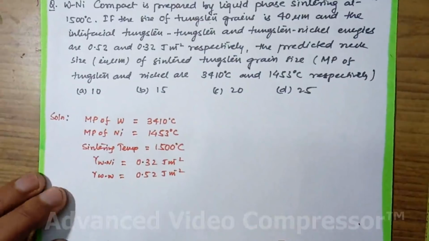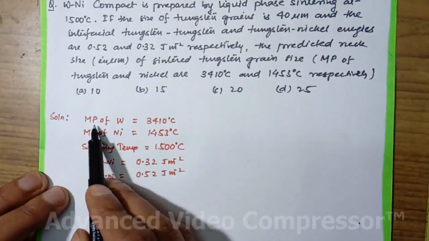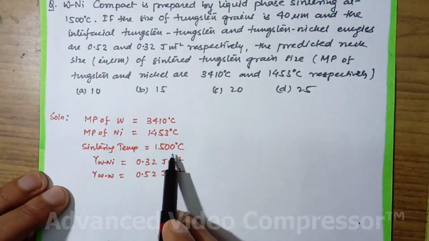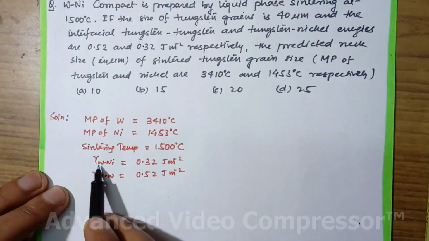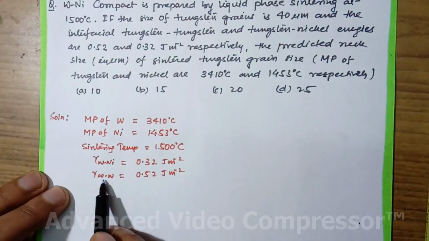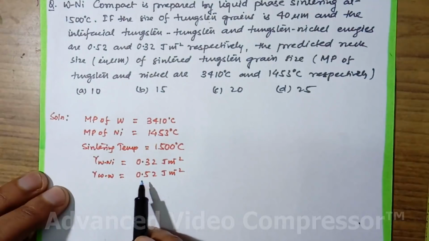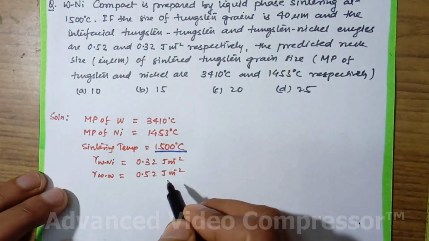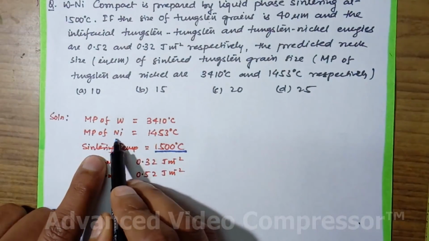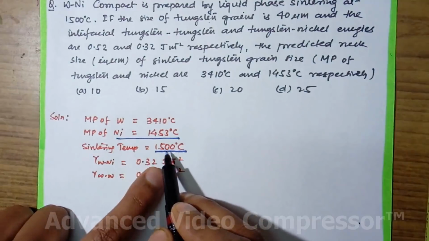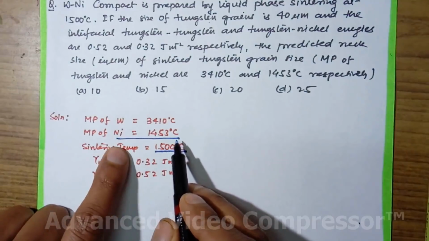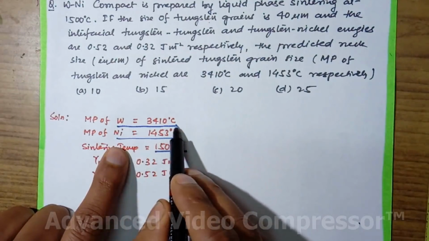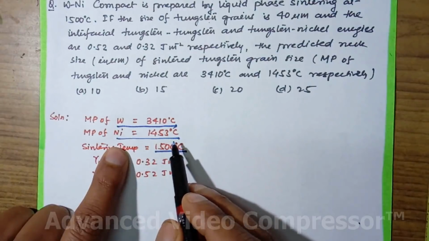So first we will write what is given. Melting point of tungsten is 3410, sintering temperature is 1500 degrees C, and interfacial energy of tungsten-nickel is 0.32 and of tungsten-tungsten is 0.52. Okay, so now when sintering is done at 1500 degrees C, you can see the melting point of nickel is low as compared to 1500 degrees C. So nickel will melt and go around the neck formation, and tungsten, since it has a higher melting point, will be in solid condition only.